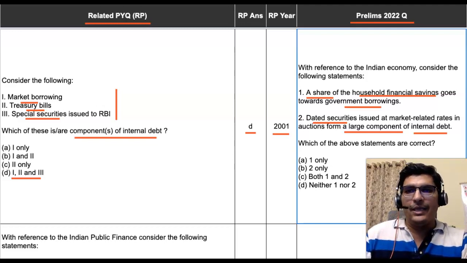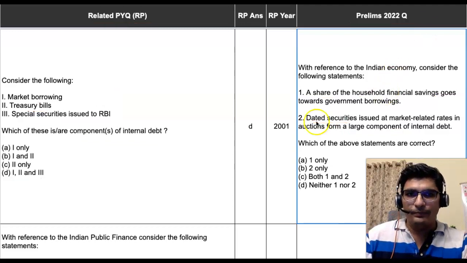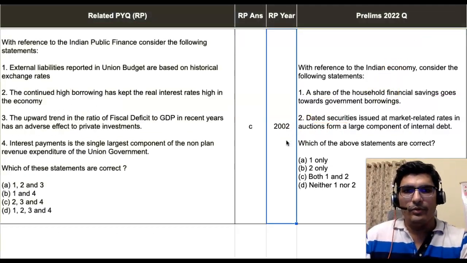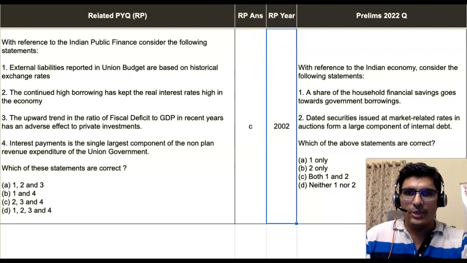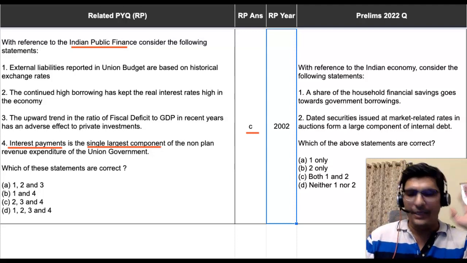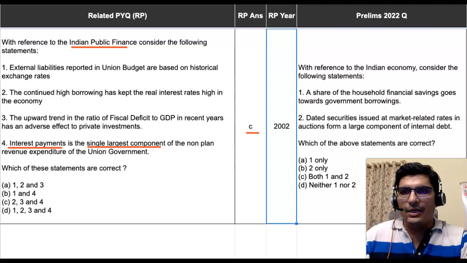Let us just quickly see the second PYQ that we have here. This PYQ came in the year 2002. The answer to this PYQ is C. And let's read the question. It says, with reference to Indian public finance, consider the following, right? So here we don't need to go through all the statements, just come to the final, the fourth statement. It says interest payments is the single largest component of non-planned revenue expenditure of the union government, right? The answer is C. C means 2, 3 and 4. So the fourth statement is correct.